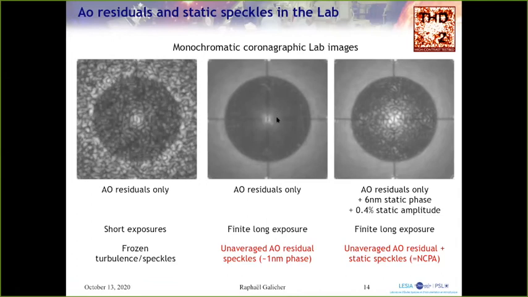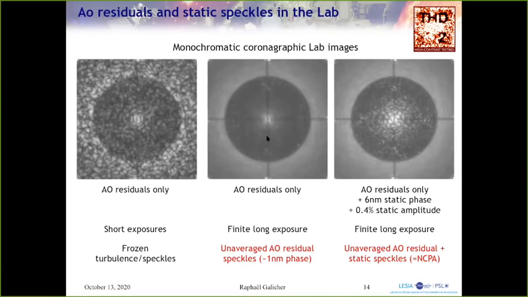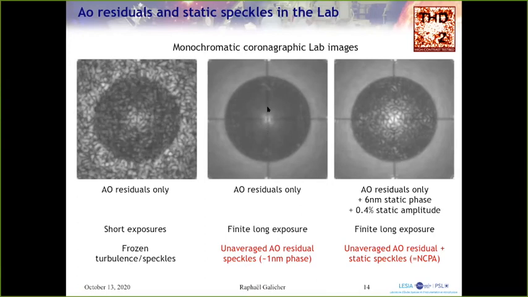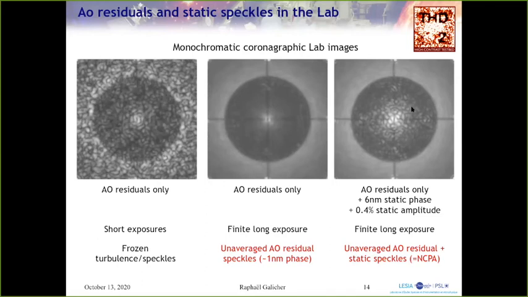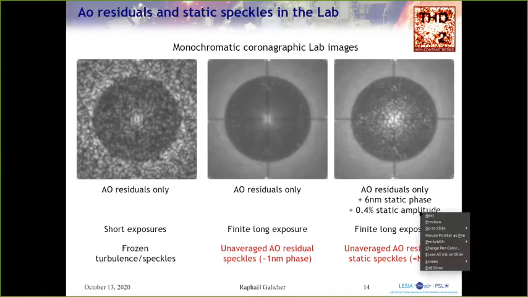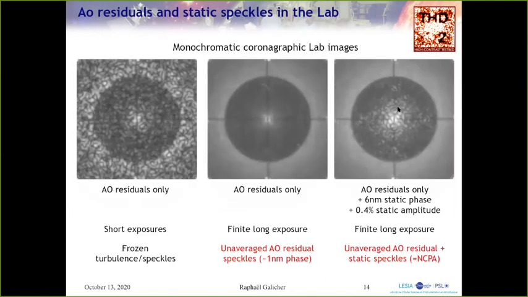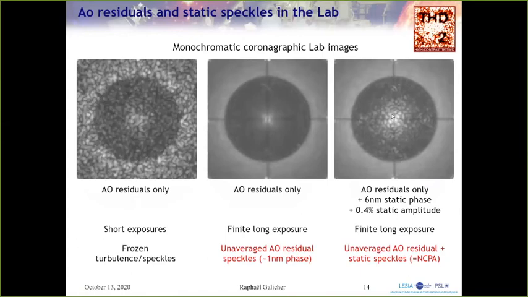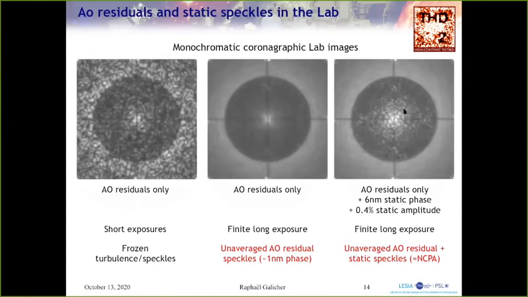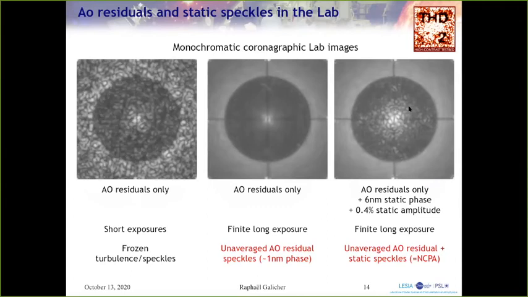So this is only if you have AO residuals, but in our tests we wanted to add quasi-static aberrations, phase and amplitude, over a halo, and we wanted to correct for these statics and to be sure that we can correct for these statics even if there is a halo of adaptive optics.